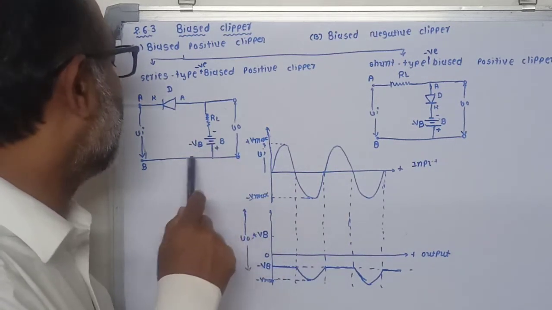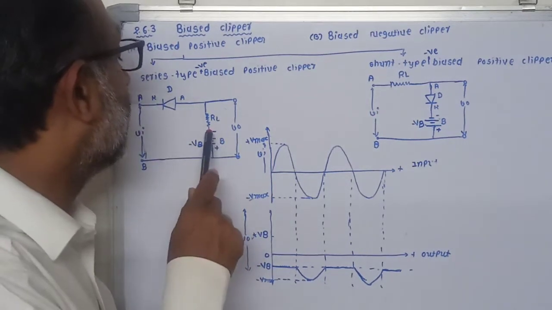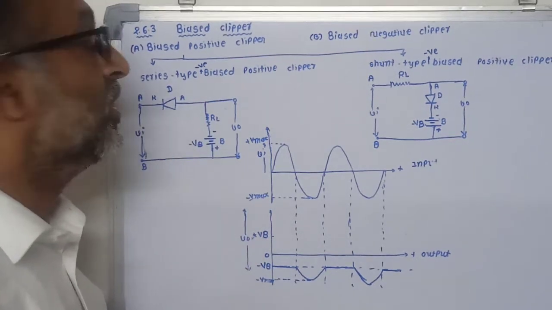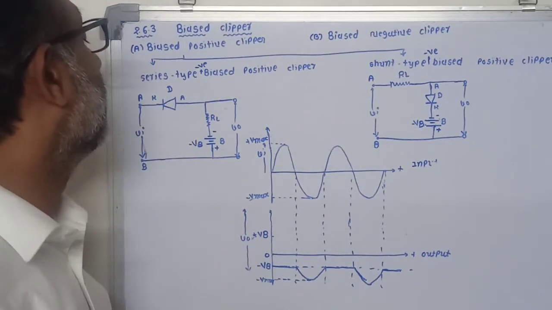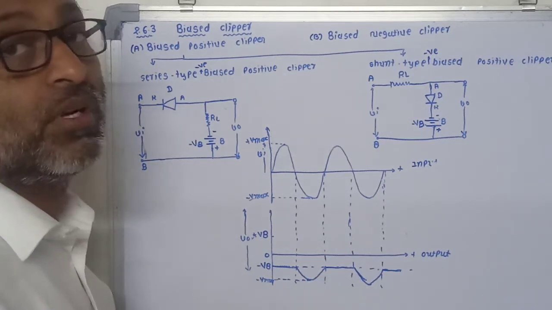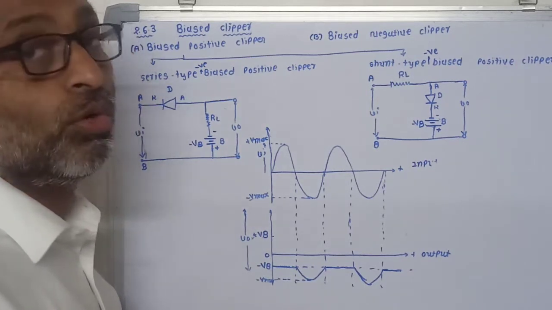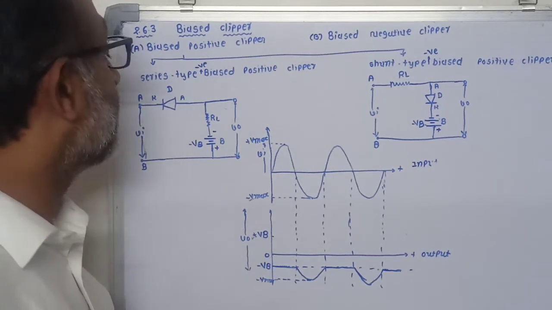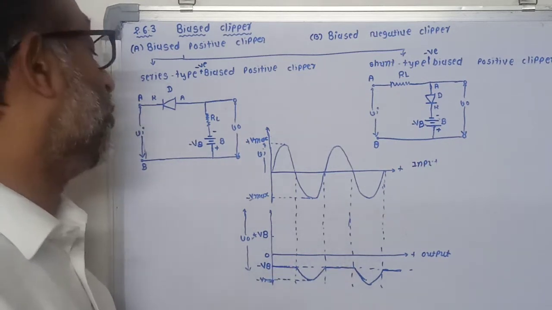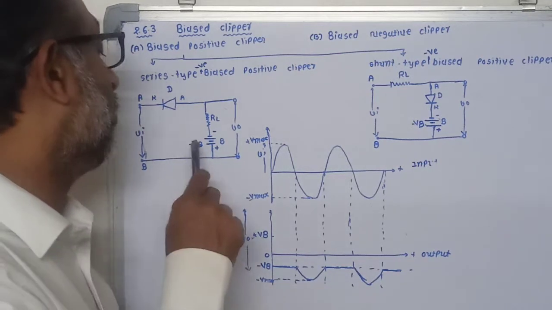The positive terminal of this battery is connected to the anode and the negative terminal of this battery is connected to the cathode of this diode. Now due to this battery, the diode is in reverse bias condition. That means it acts as an open circuit. So during this positive half cycle, the diode is reverse biased due to the input voltage as well as due to the battery voltage.